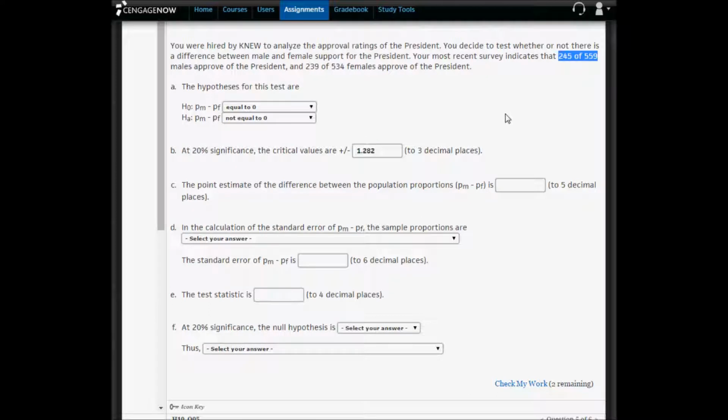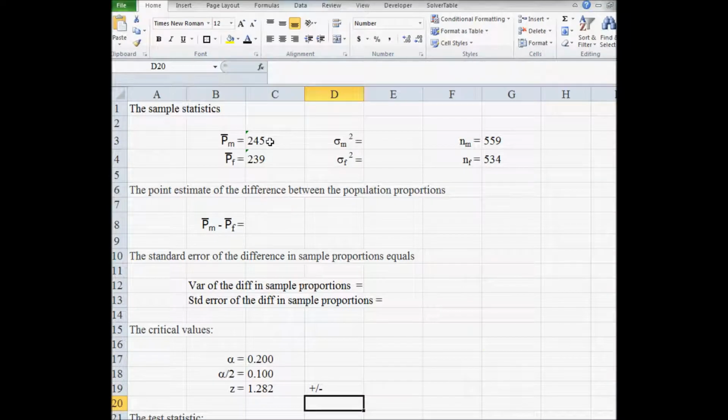The sample proportion for male support or male approval of the president is the ratio of these two numbers. The sample proportion representing female approval of the president is the ratio of these two numbers. I've already copied these numbers into the Excel spreadsheet. So 245 of the 559 males surveyed approve of the president. 239 of the 534 females surveyed approve of the president.